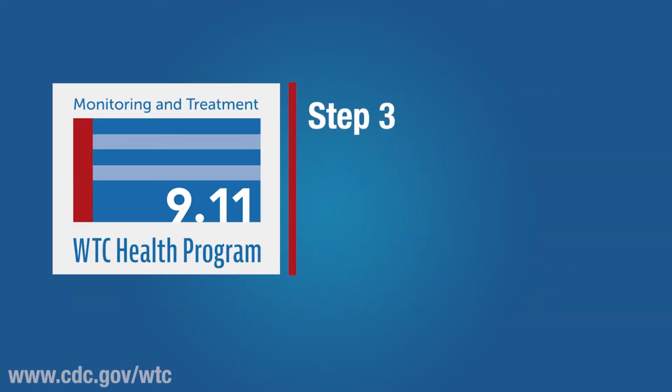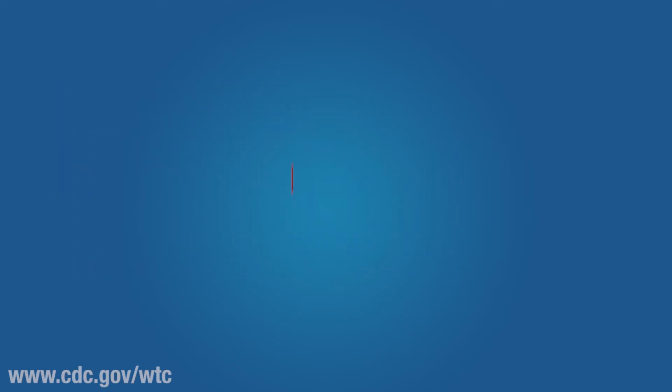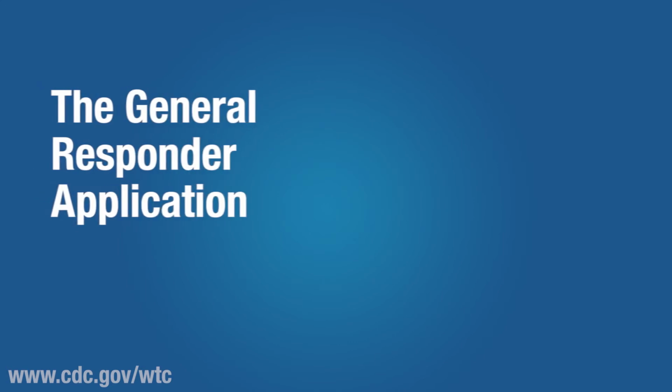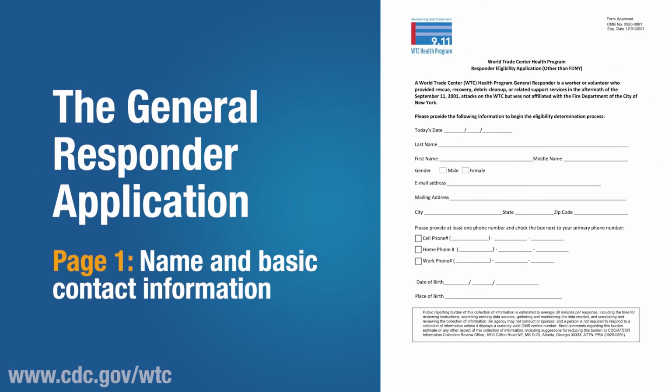Step 3. Complete the application for your group. You can either apply via the program's online system or by downloading a form and submitting it via mail or fax. Let's review completing the General Responder application. Page 1 is name and basic contact information.